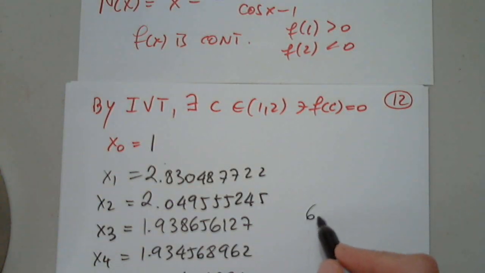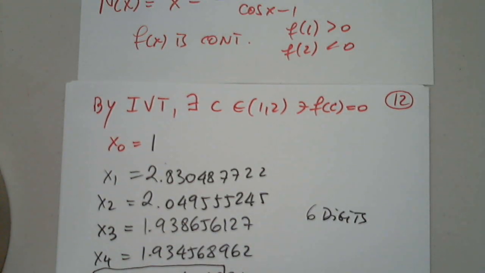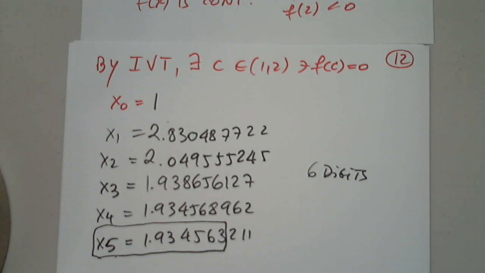So they wanted 6 digits. 246, here's the number. But you should always copy the whole thing. And that's Newton's method.